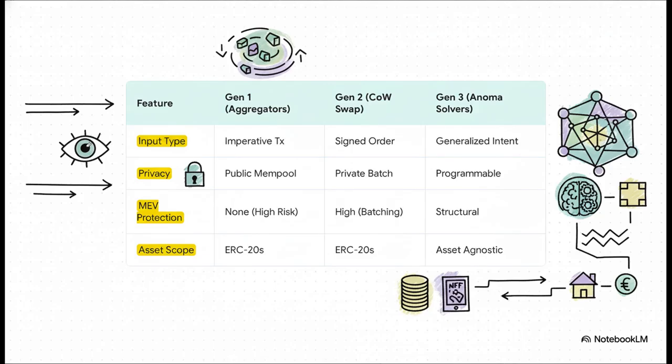Then we got Gen 2 systems like CowSwap, which brought in private batches for standard tokens. That was a big step forward. But now look at Gen 3. This is the future. This is what ecosystems like Anoma are building. Generalized intents, privacy you can actually program, and the ability to work with literally any asset you can think of. It's a massive, massive leap in what's possible.